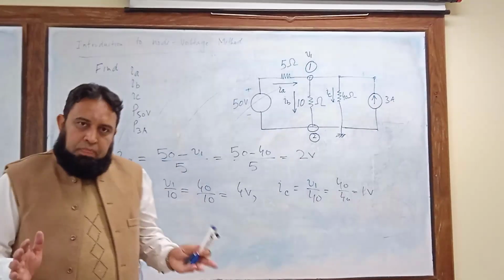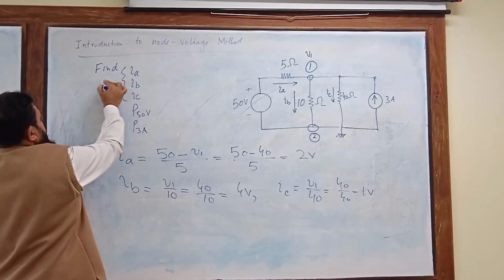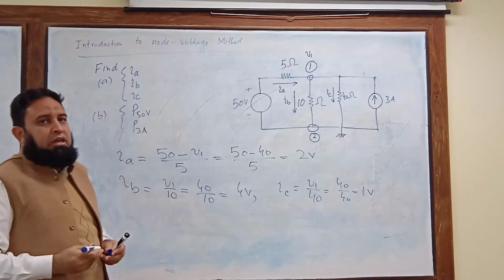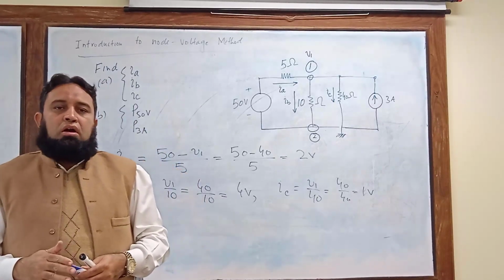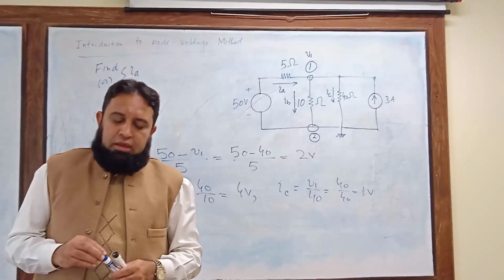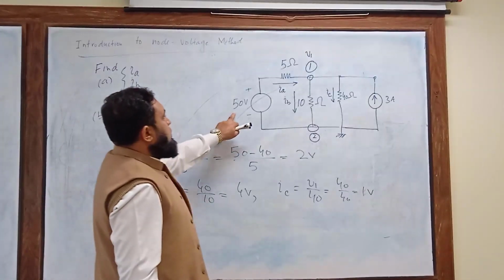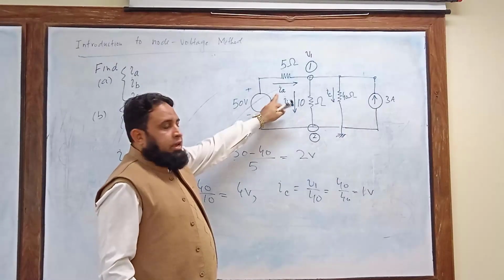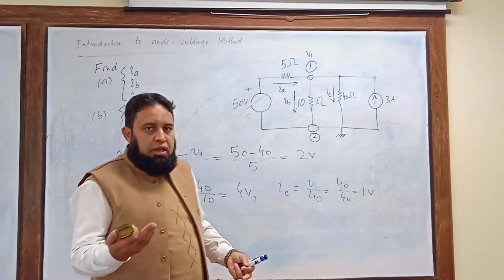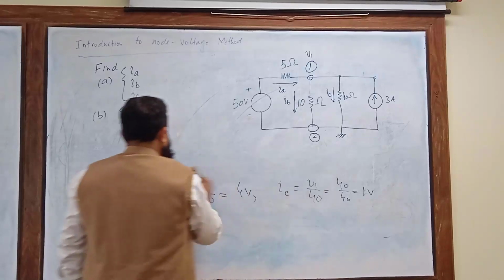So this part is already computed. If we consider this as part A, and this as part B, we are left to compute the power delivered by the 50 volt source and the power delivered by the 3 ampere source. The 50 volt source is producing this current IA, so simply multiply 50 by IA, and you will have the power delivered by the 50 volt source.